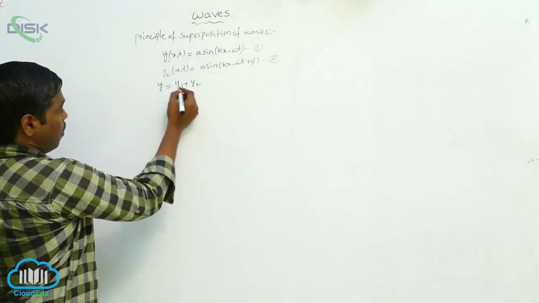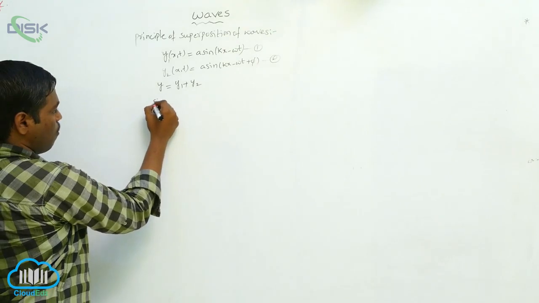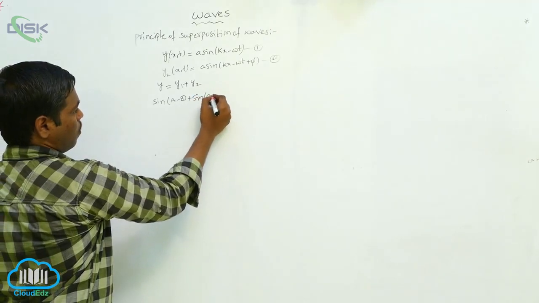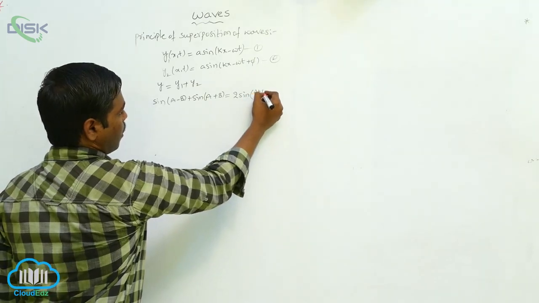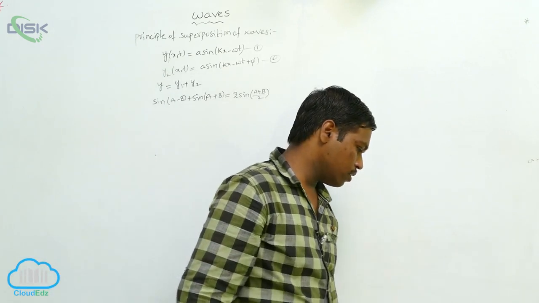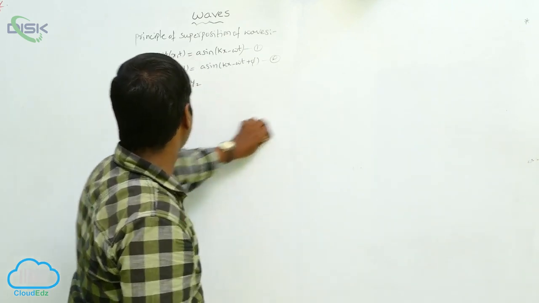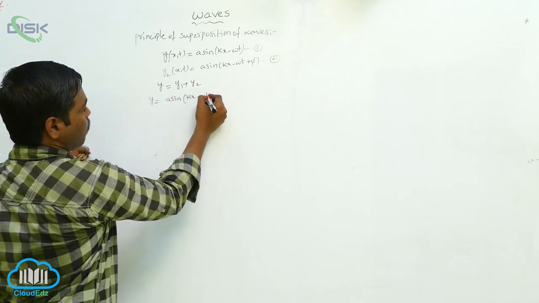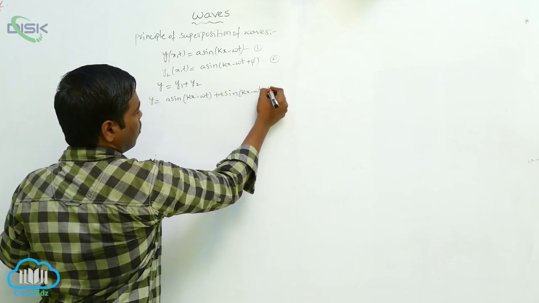Then by a formula we already have, sin a plus sin b is equal to 2 sin((a plus b) by 2) cos((a minus b) by 2). So here y is equal to a sin(kx minus omega t) plus a sin(kx minus omega t plus phi).